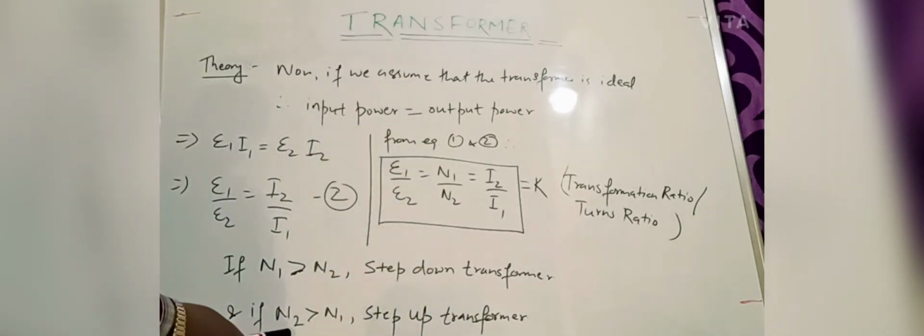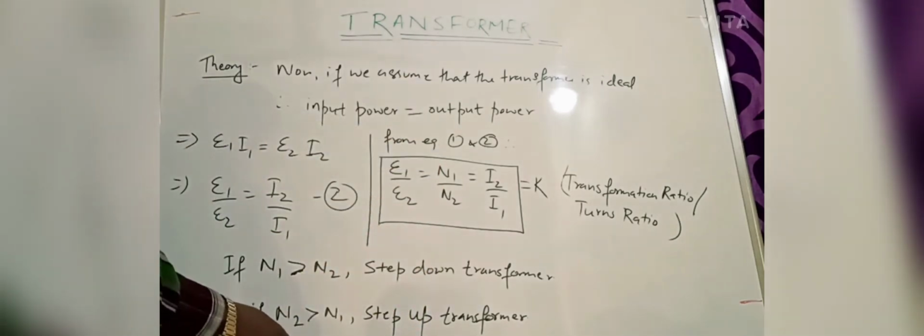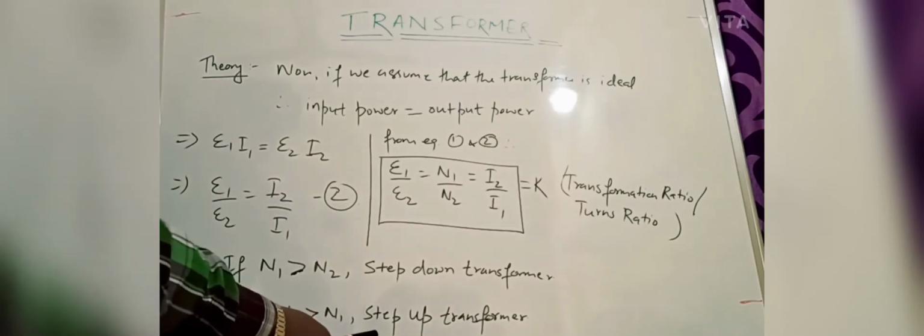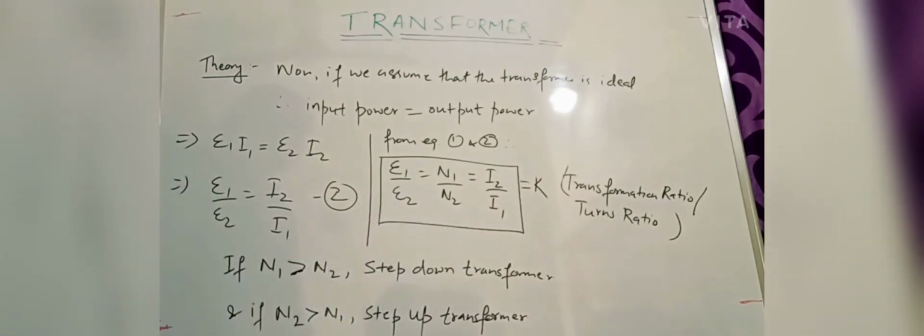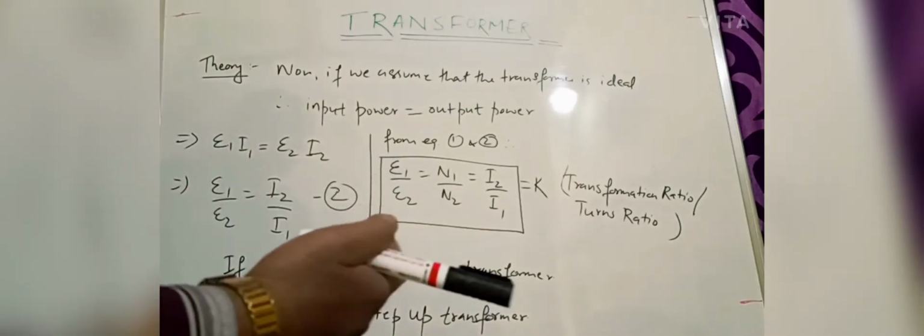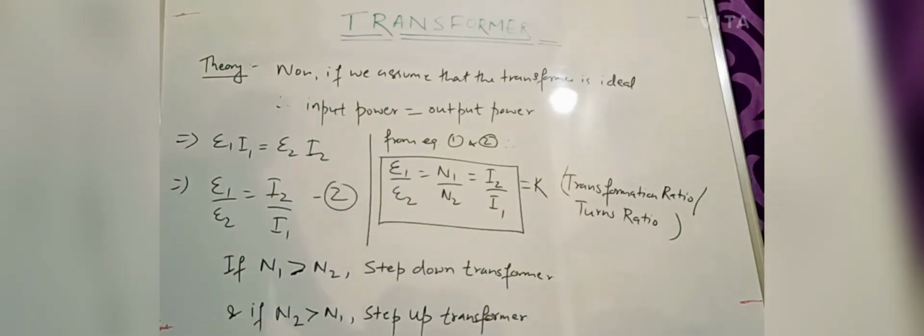If N2 is greater than N1, then it is a step up transformer. It means you get a higher voltage from a lower voltage. So the use of a transformer is to step up or step down the voltage, and that is done by these two types of transformers. With the number of turns you can easily identify what type of transformer it is, step down or step up.